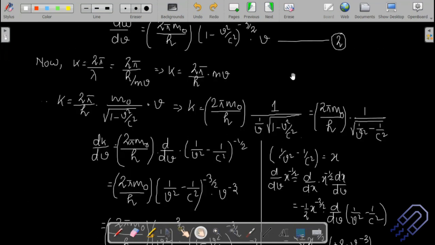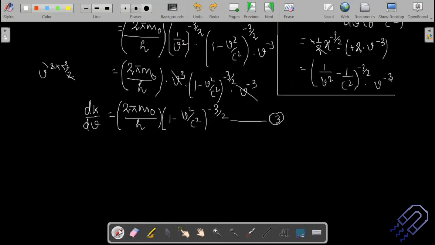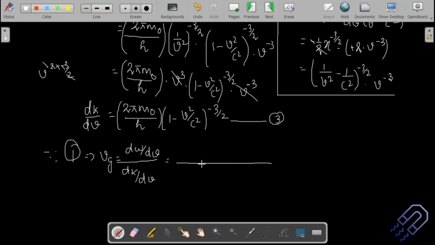Just check for 1. If you go up, this is our first relation, the relation for group velocity. We can put it in and cancel out. So therefore, 1 implies group velocity is equal to d omega by dv divided by dk by dv, right? From 2 and 3 you see what is d omega by dv.